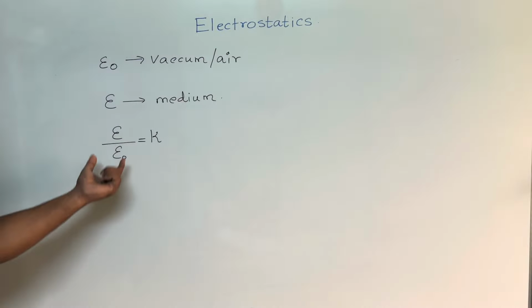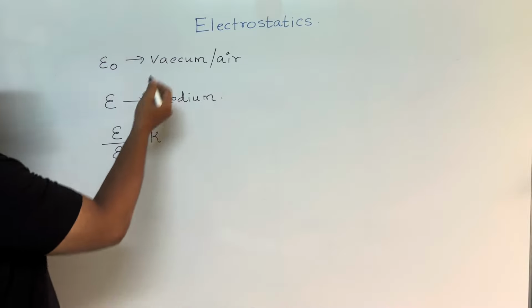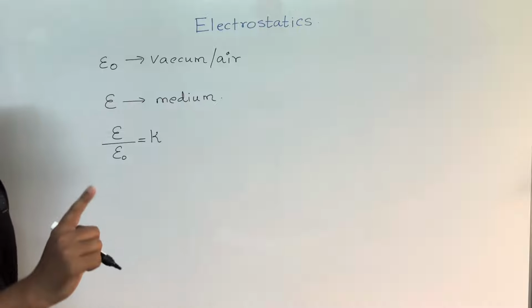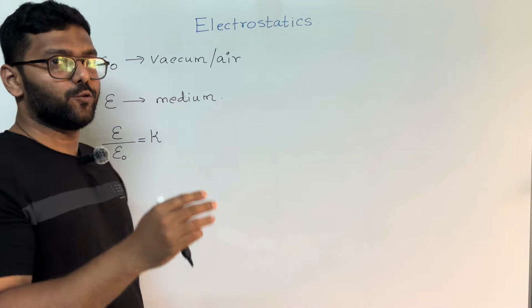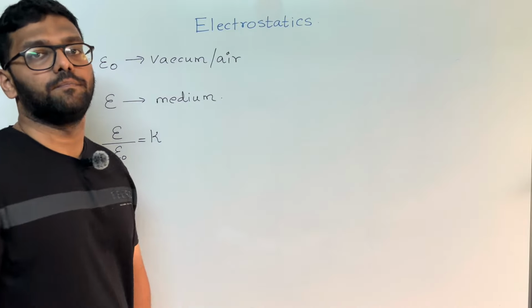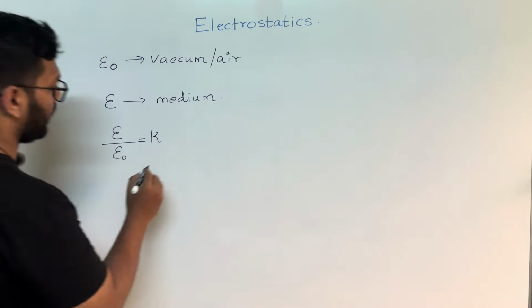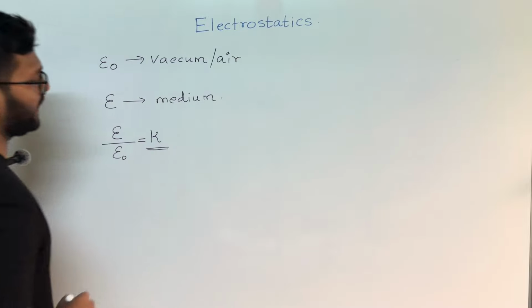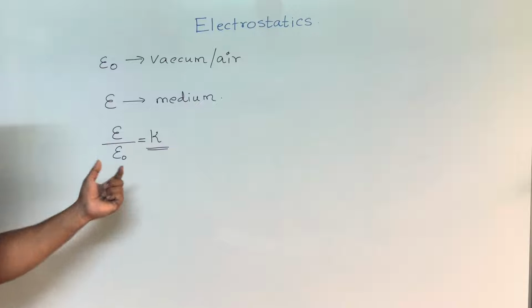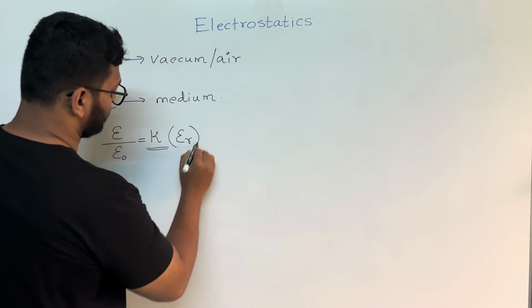This ratio is called relative permittivity. Relative permittivity for vacuum or air is obviously 1 because epsilon 0 by epsilon 0 is 1. So we are taking the air or vacuum as a reference, and compared to that we are seeing other mediums' permittivity. So that is relative permittivity. Now whenever I talk about K as a dielectric constant of a medium, that means it is a relative permittivity. Some people use this symbol as well, epsilon r.